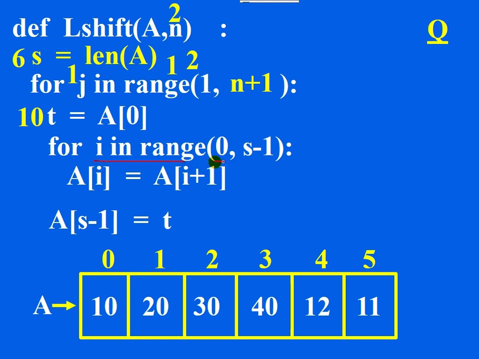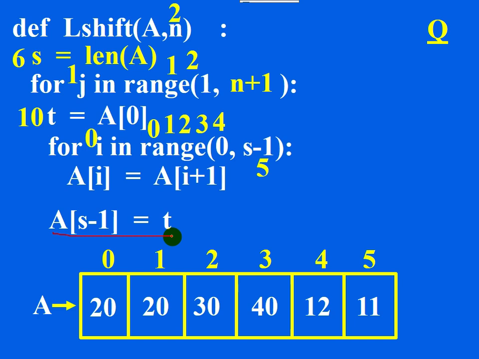For I in range 0 comma S minus 1, what is S? 6. So 6 minus 1, 5. Range 0 comma 5. The range function returns all the integers starting with 0 ending with 5 minus 1, 4. So you get 0 1 2 3 4. I takes the first integer in the range, that is 0. So your variable I contains 0. Now assignment operator, right hand side should be assigned to left hand side. I is 0. So A of 1 should be assigned to A of 0, which means this 20 is assigned here. Okay, so 20 comes here.